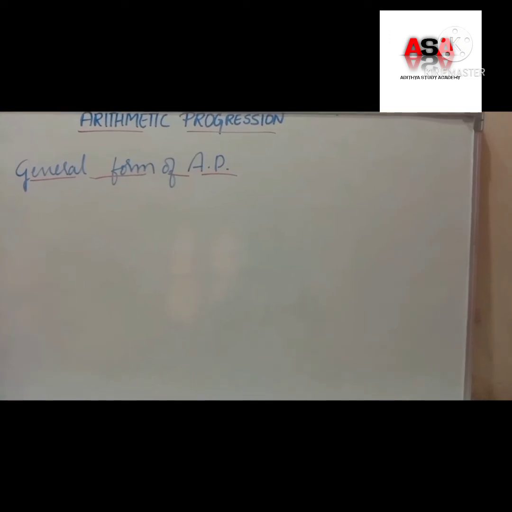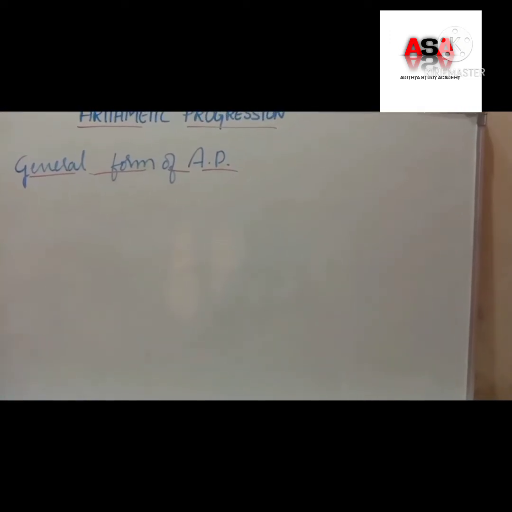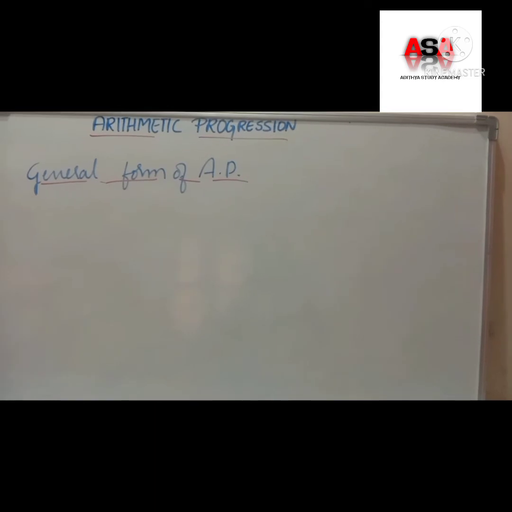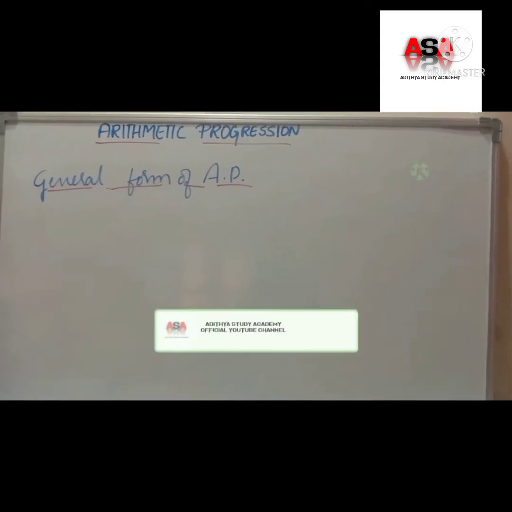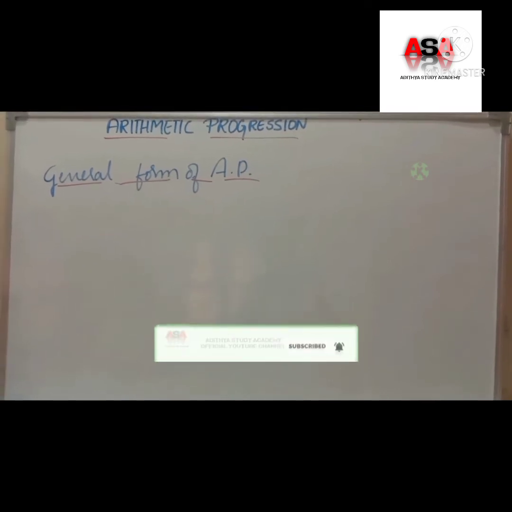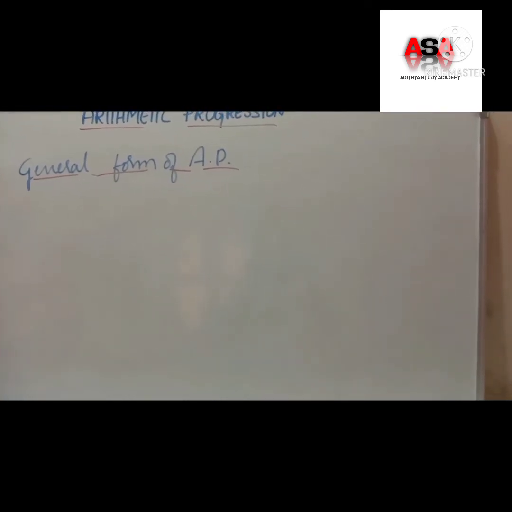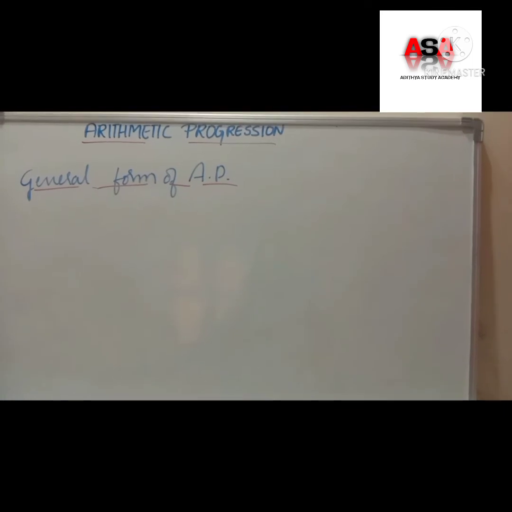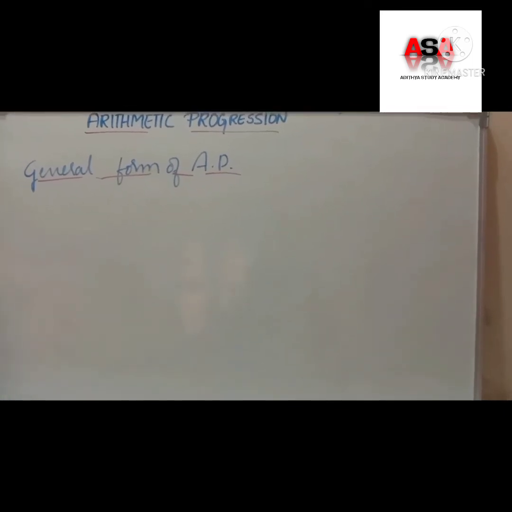Means how? By calculating the common difference. If we get the same common difference, then that list of numbers is an AP. But if we get a different common difference, then it is not an AP. Right, now let us see the general form of AP. How do we write the general form of AP?